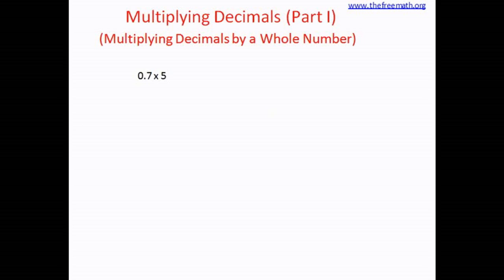So 0.7 when converted to a fraction becomes 7/10. That means the multiplication would be 7/10 multiplied by 5. We can multiply this. 7 5s are 35 and the denominator remains the same. So the answer is 35/10. If we convert this back to a decimal number, it would be 3.5. Why? Because 35/10 is equal to 3 and 5/10, which is equal to 3.5.